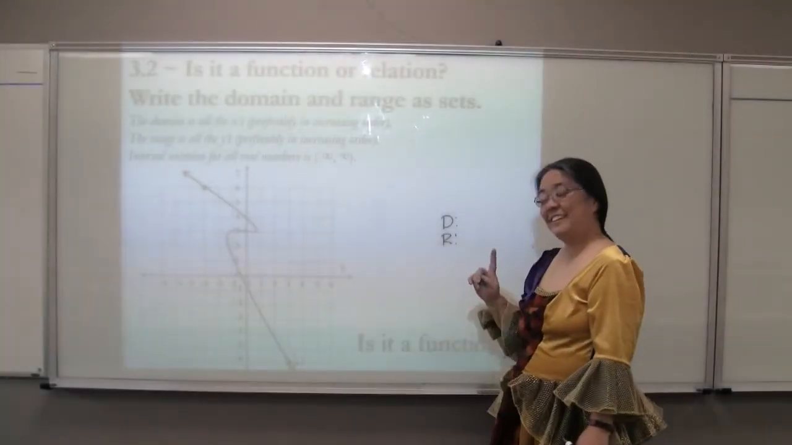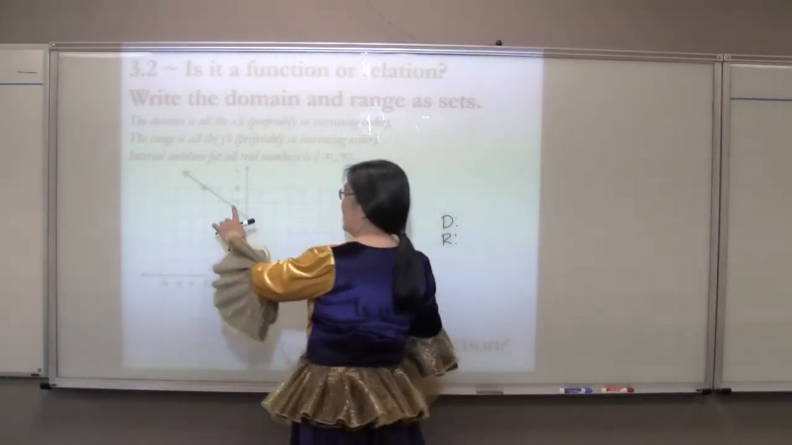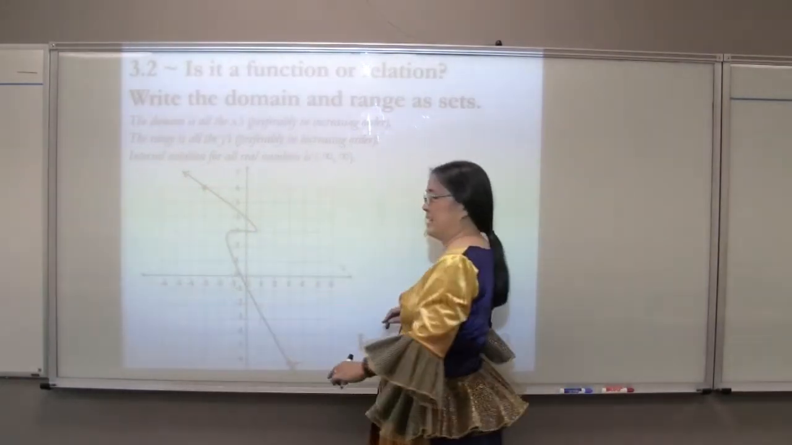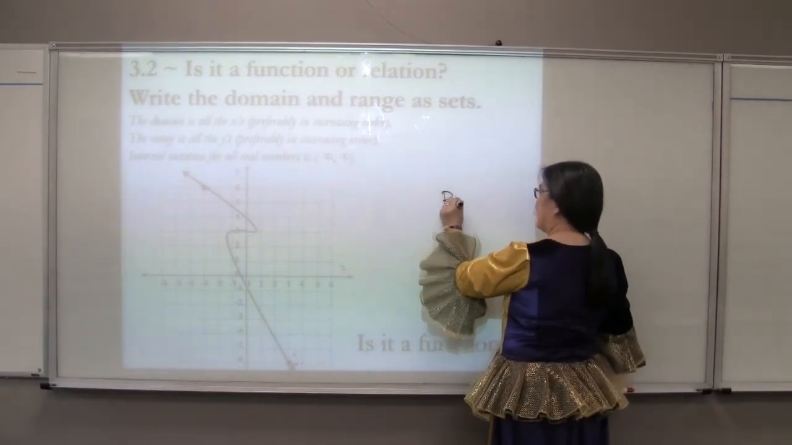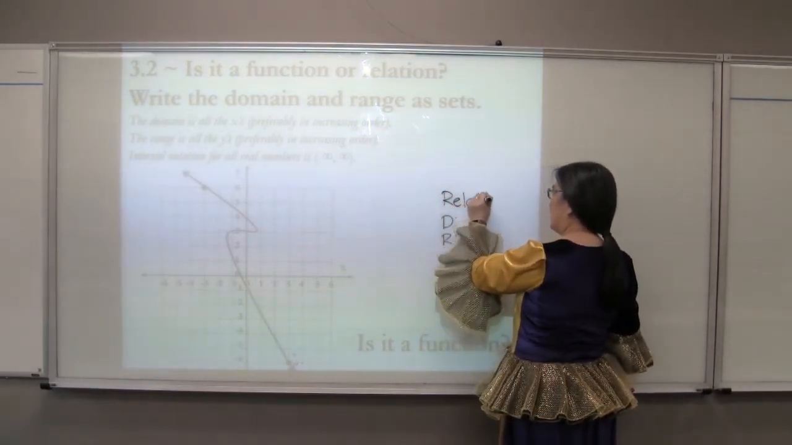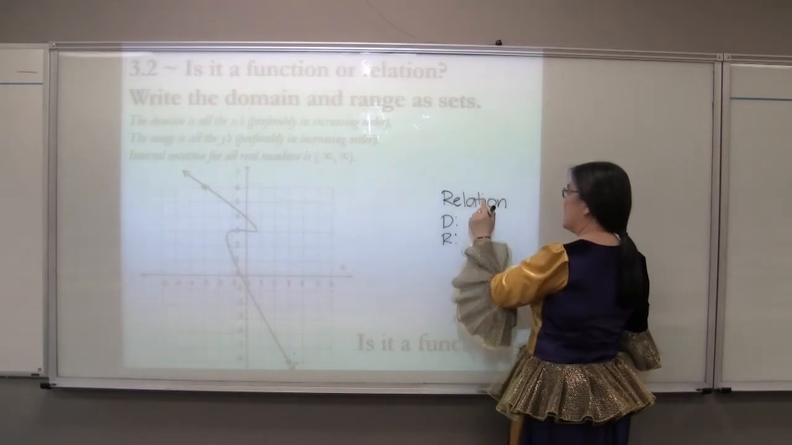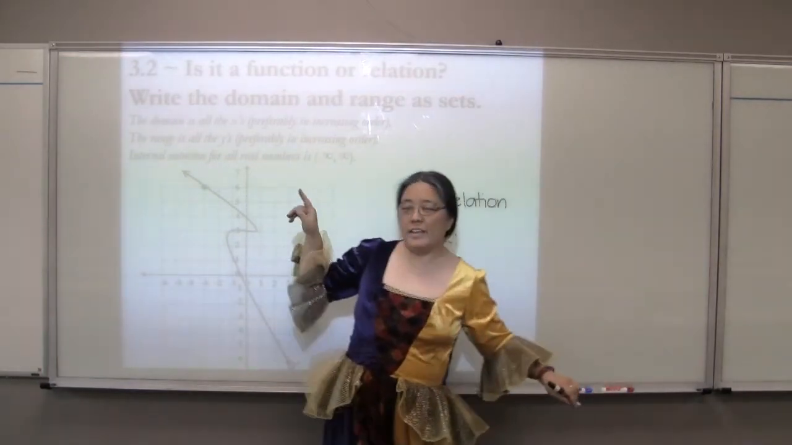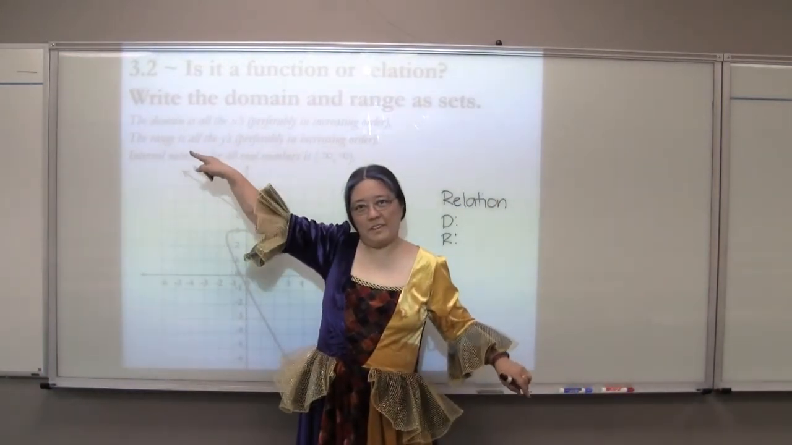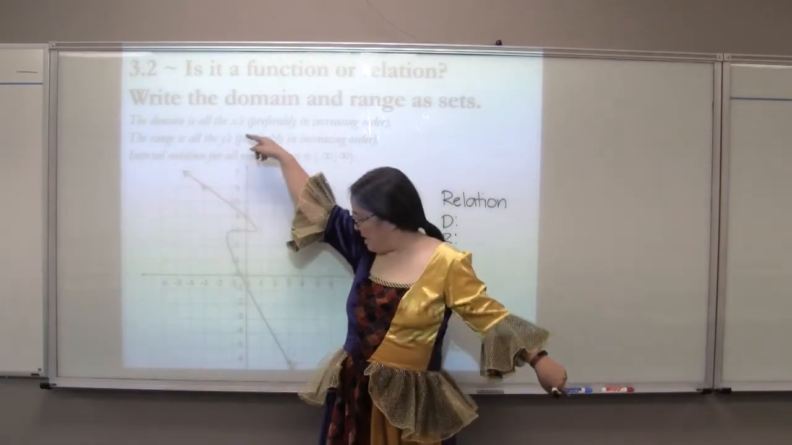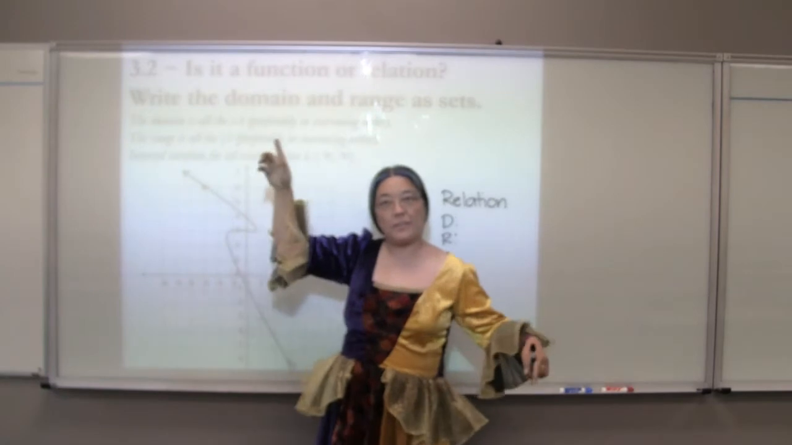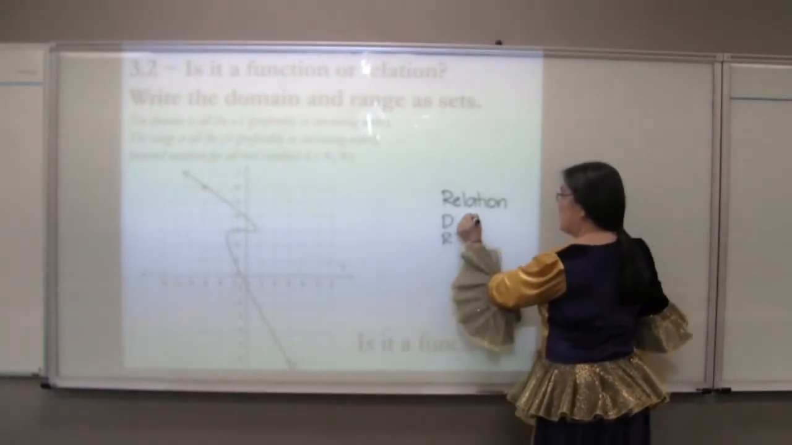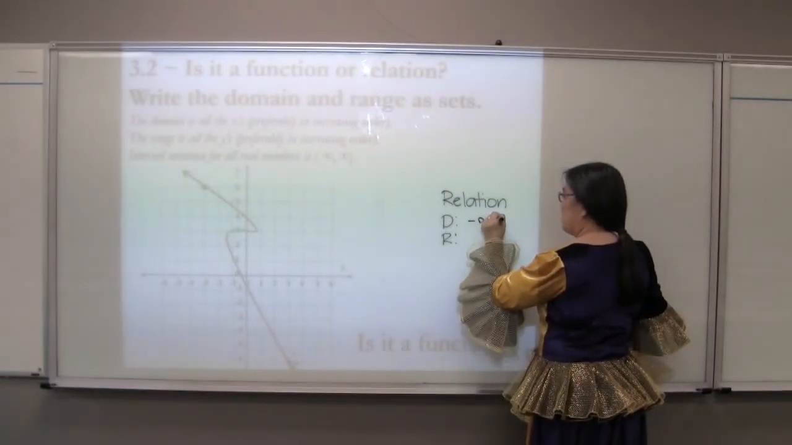Is it a function? This time it's not a function because it has this little woohoo. It has that little zigzag in there. That makes it a relation. But let's take a look at the domain. It goes forever and forever. How far down for the range? Forever. And how far up? Forever. Hey, this is going to be negative infinity to positive infinity.